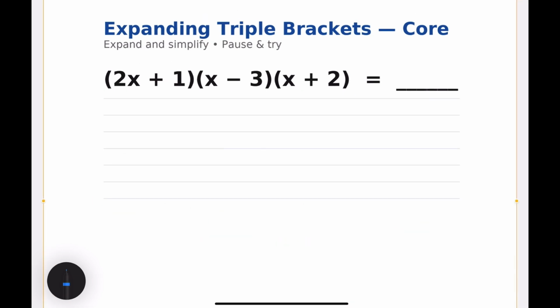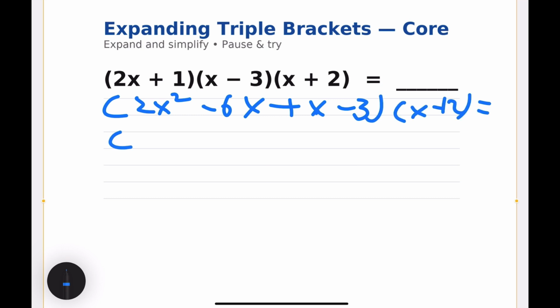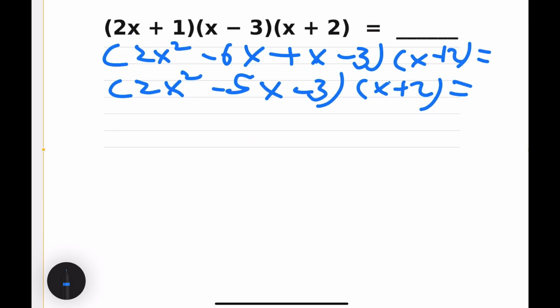Okay, next question. So again, let's multiply the first bracket by the second bracket. So 2x multiplied by x, that is 2x squared. 2x multiplied by negative 3, that is negative 6x. 1 multiplied by x, well that's just x. And then 1 multiplied by negative 3, that is negative 3. So now we can simplify what we just got. So 2x squared minus 5x minus 3. Okay, so now we can multiply the bracket we just got by the bracket on the right.